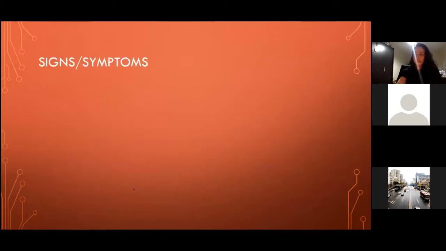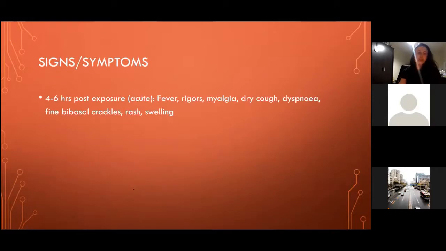Some signs and symptoms. So in the acute phase, which is, as I mentioned, for about 4 to 6 hours post-exposure, you can get fever, rigors, myalgia, so muscle pain, dry cough, as well as dyspnea with fine bibasal crackles on auscultation, a rash, as well as swelling.